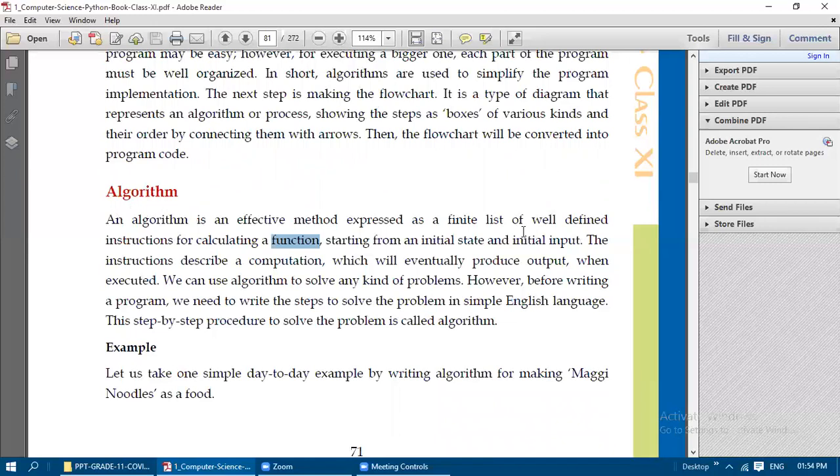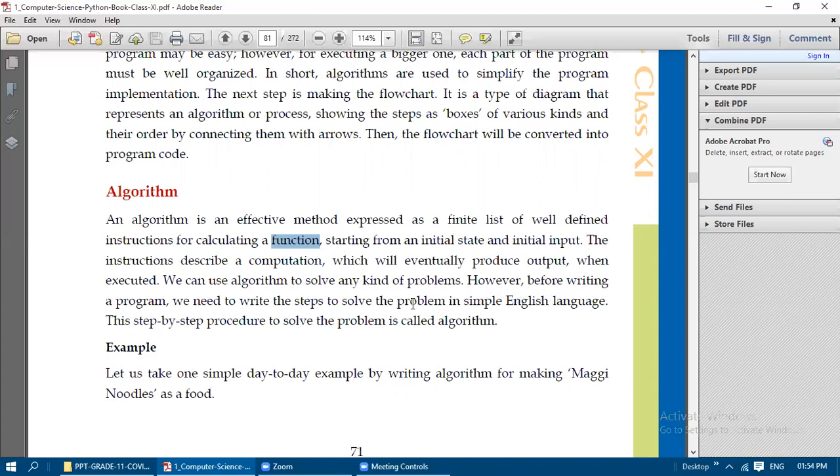Okay, so it is having a finite list of well-defined instructions for calculating a function. The instructions describe the computation which will eventually produce the output. So the instructions only are going to describe the calculation and it will produce the output when it is executed. So these instructions only are going to produce the output to you when executed. So we can use an algorithm to solve any kind of problems.